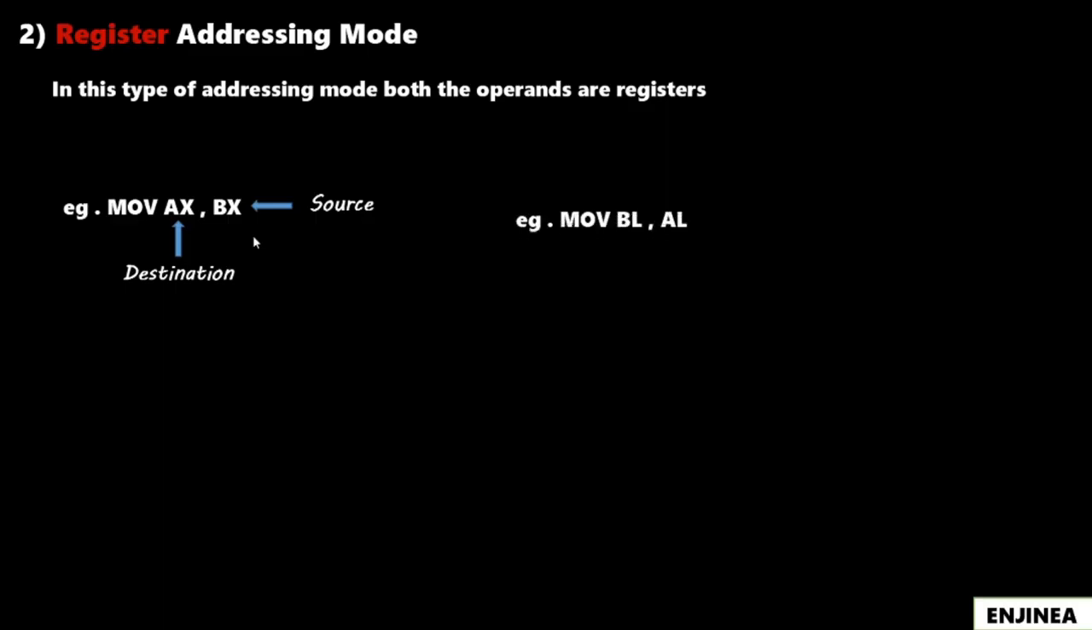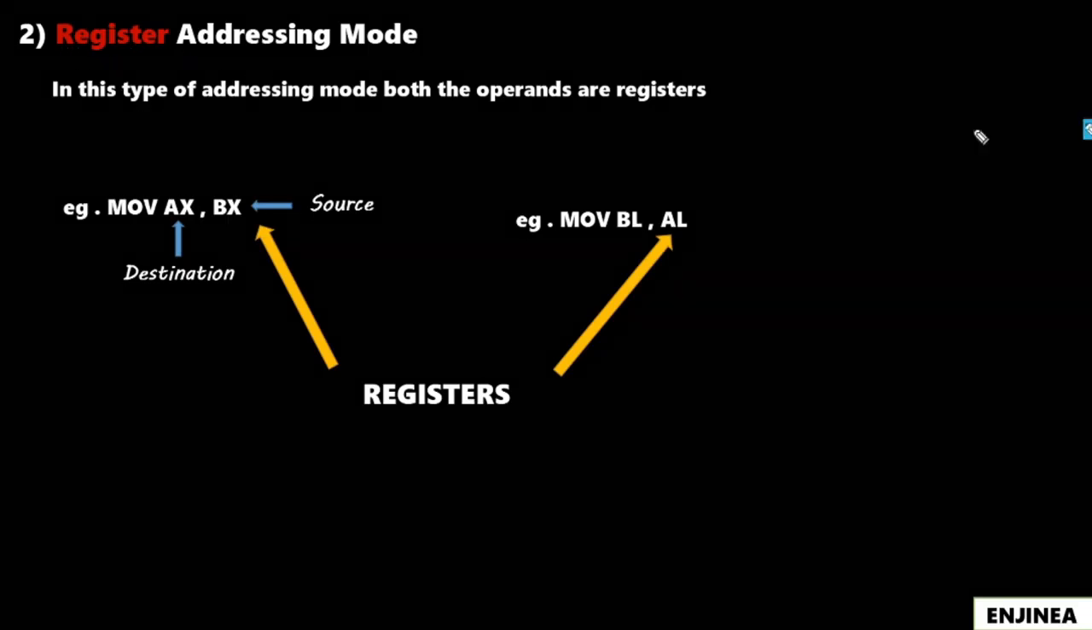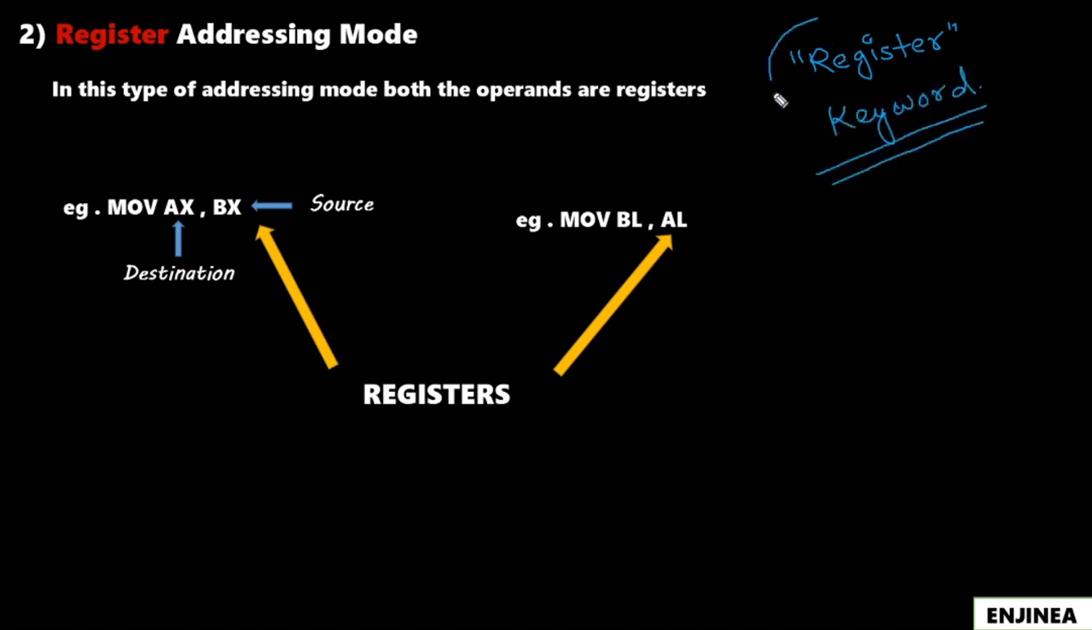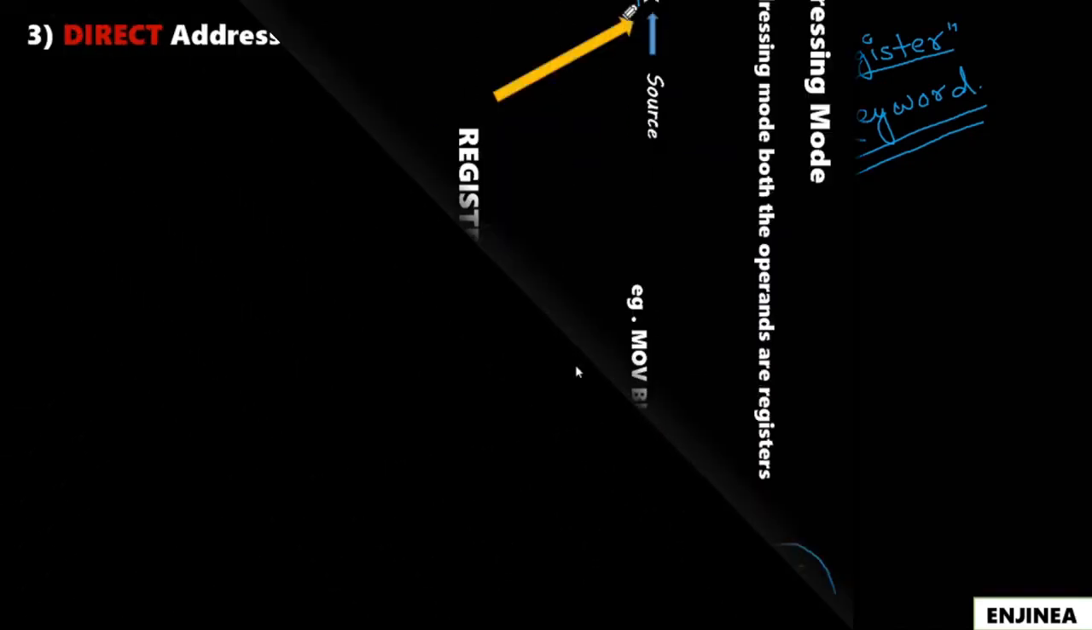Let's take up another example. Suppose we have MOV BL, AL. Here also we can see these are registers. BL and AL are our registers, and thus it has the name register addressing mode. So in this case, the keyword we get is register. We should remember this. Whenever we see register here, we should know there should be a register in our operands. The third is our direct addressing mode.